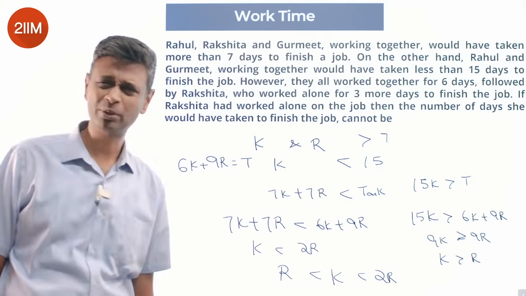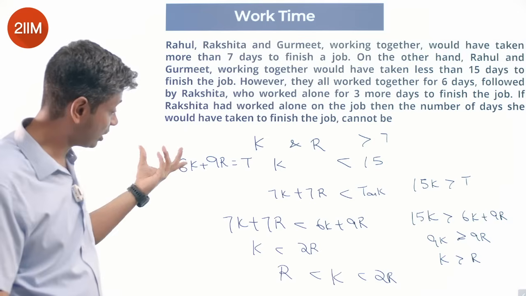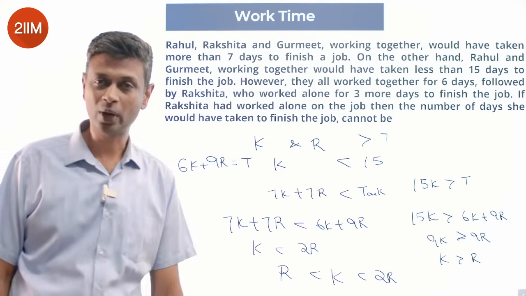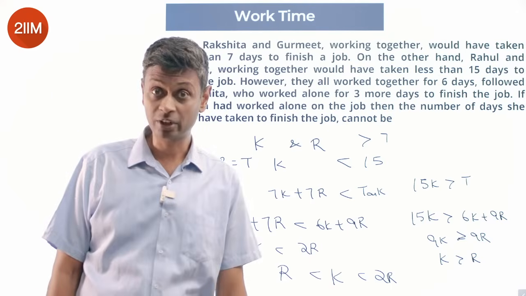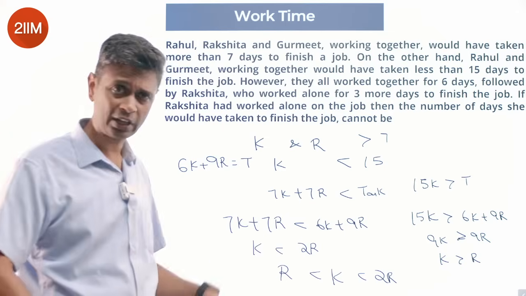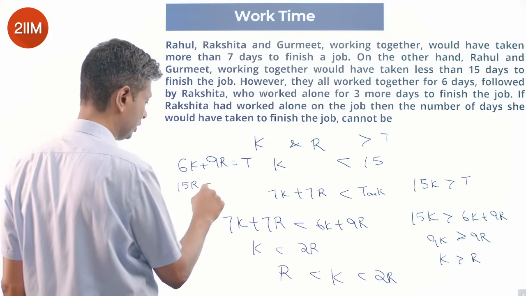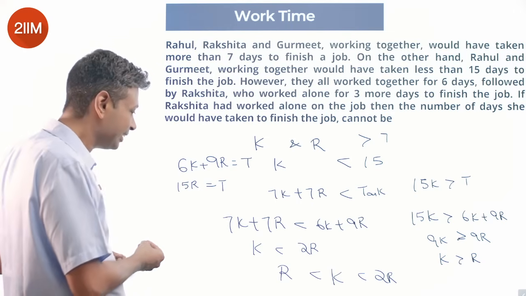Now this is nice and simple. We've got 6k plus 9r is equal to the task. The smallest value k can take is a little more than r. The highest value it can take is a little less than 2r. If I put r, I get one extreme. If I put 2r, I get another extreme. So k is more than r. If k were equal to r, 15r is equal to the task. K has to be more than this r.